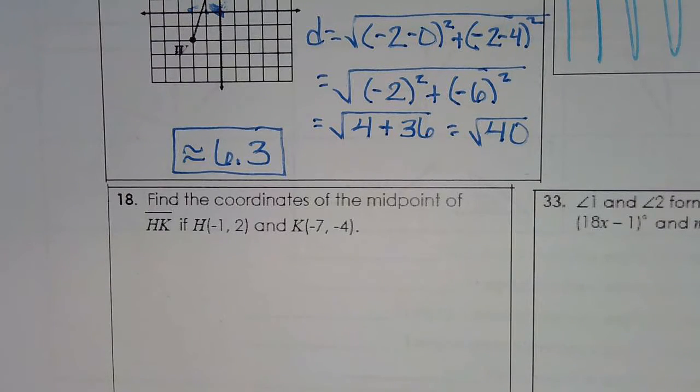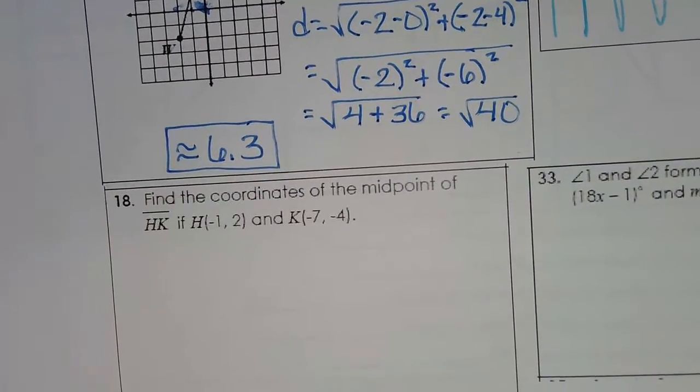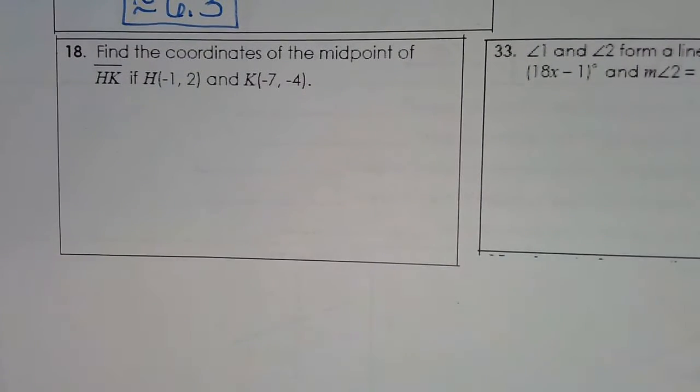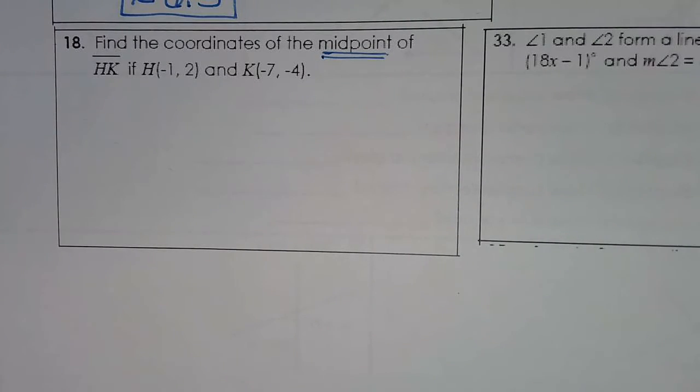All right, 18. We do have the word. I asked you to skip one of the 18s because it shows up twice. Not really sure why. This number 18 is the one I'm going to do. It's a bigger box, so it gives me a little bit more room to write. This one says find the coordinates of the midpoint. So you are going to use the midpoint formula.